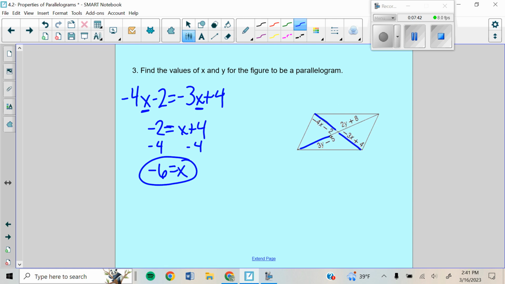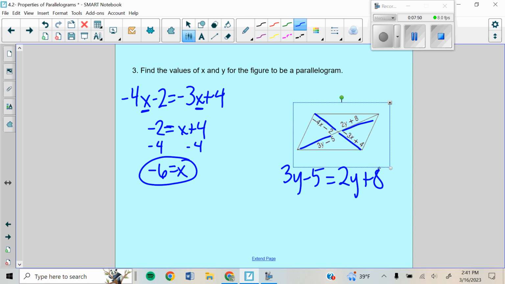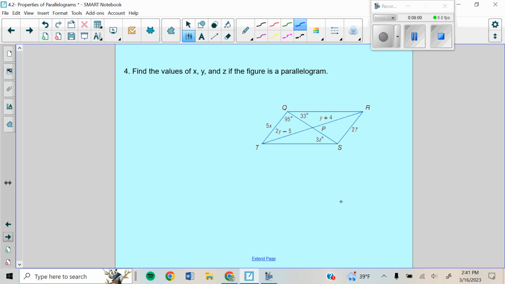All right, so 3y minus 5 equals 2y plus 8. Go ahead and subtract over the 2y, add over my 5, and y equals 13. All right, here we're looking for x, y, and z. It does not matter in this one which one we find first because none of them rely on each other. So let's just go ahead and start with x.